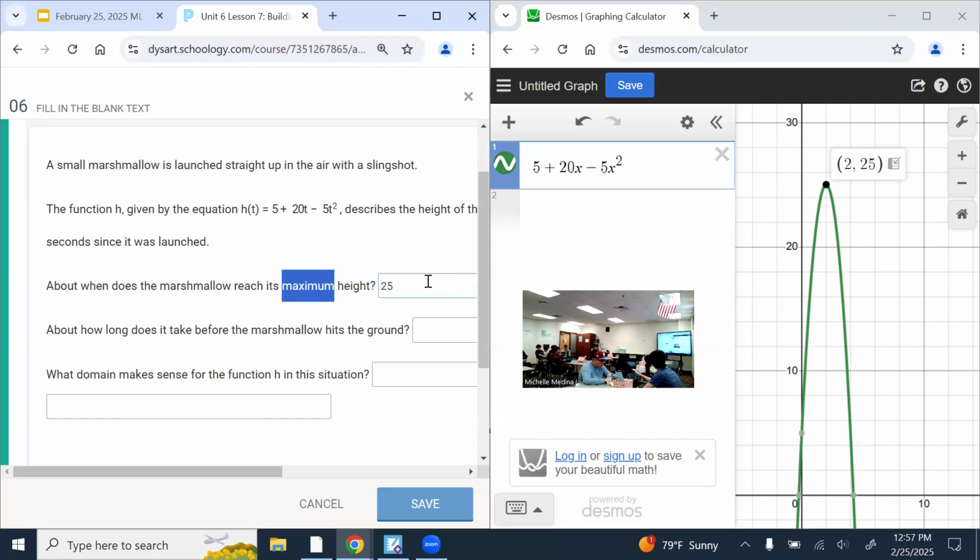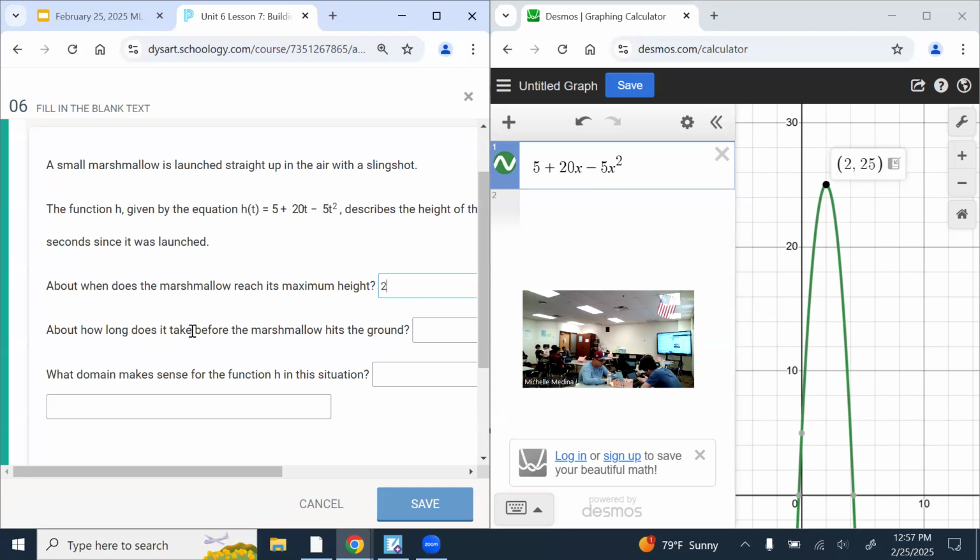Oh, wait, actually it says when. So that changes it actually. It didn't say what is my maximum height. It says when does the marshmallow reach its maximum height? So what's the answer actually? Okay, good. Got to just read it carefully.